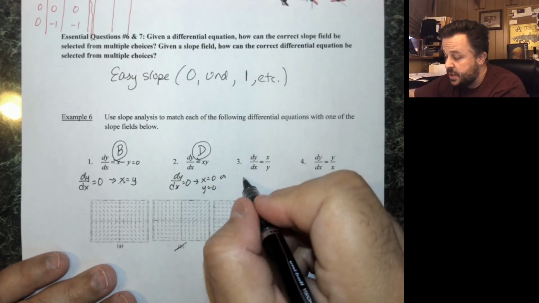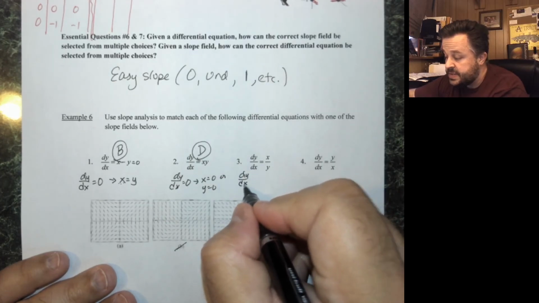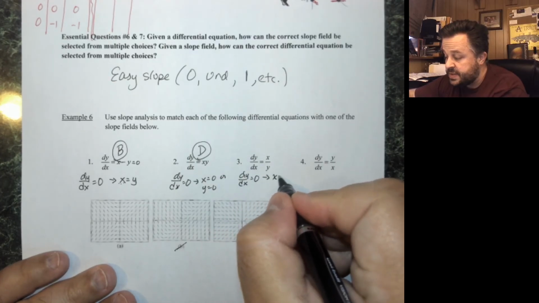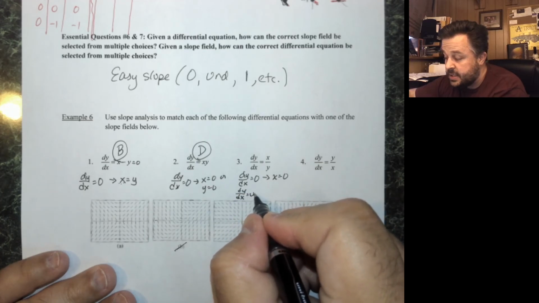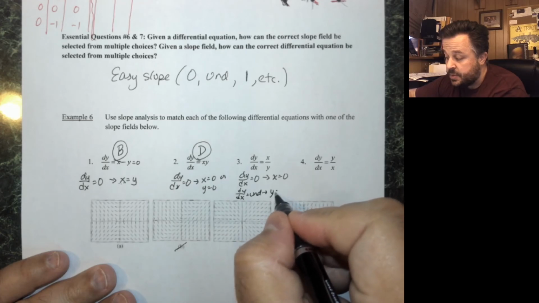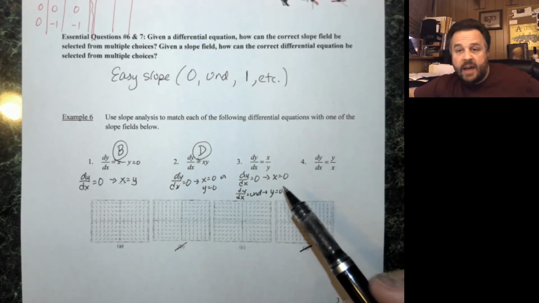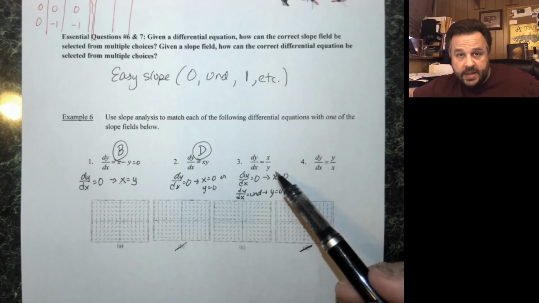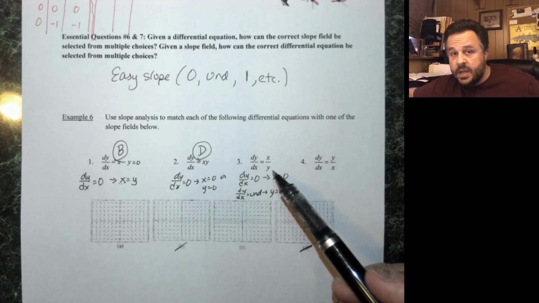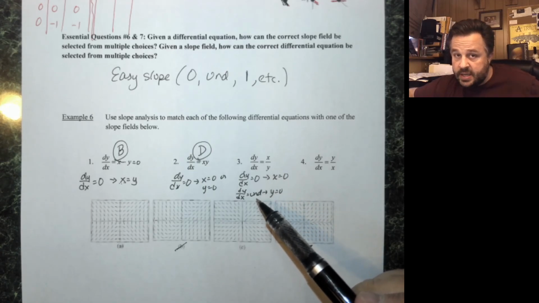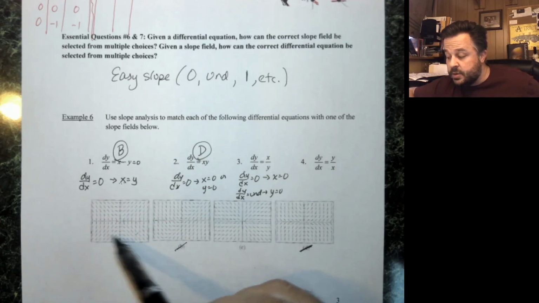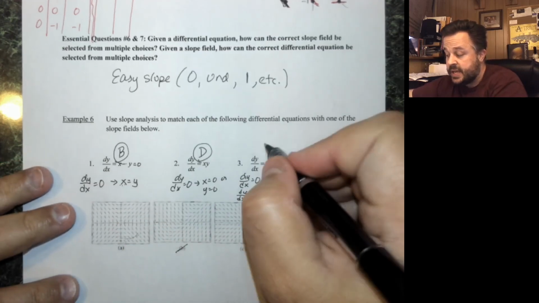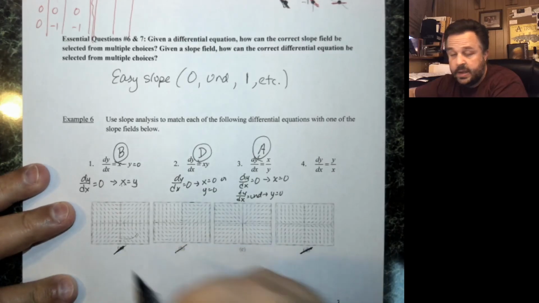What about this? Well, here, dy dx is 0 when x is 0, and it's undefined when y is 0. So that means I'm looking for a graph that when x is 0, that's the y-axis, we have horizontal lines. And when y is 0, that's the x-axis, we have vertical lines. And we saw that back here in graph A. Horizontal lines on the y-axis, vertical lines on the x-axis. So this should be A.